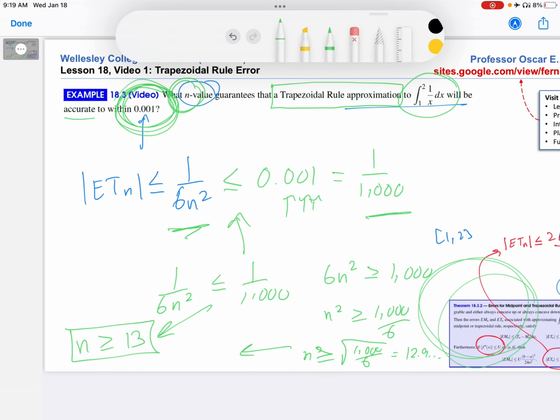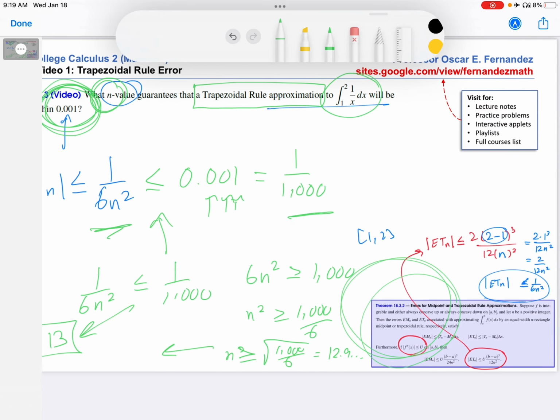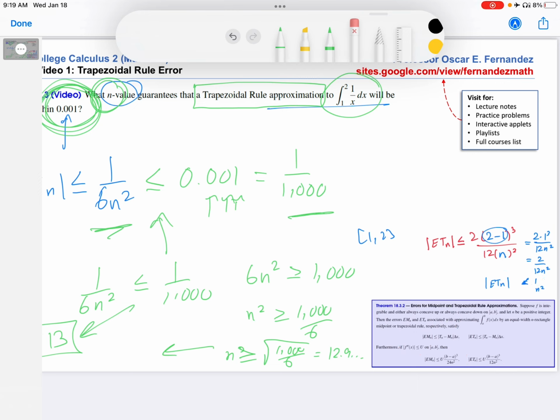0.001. Great, so that's how you use this theorem to actually help you figure out how many trapezoids you need to use in your trapezoidal rule approximation to get within a specified error.